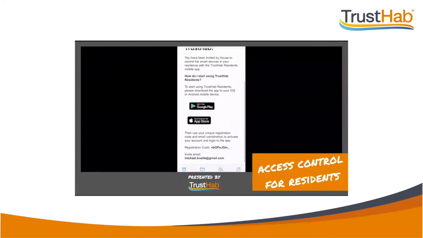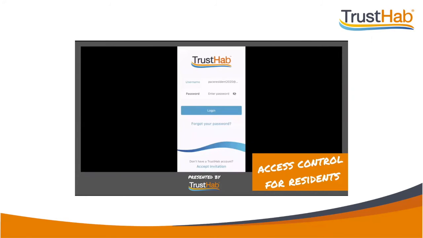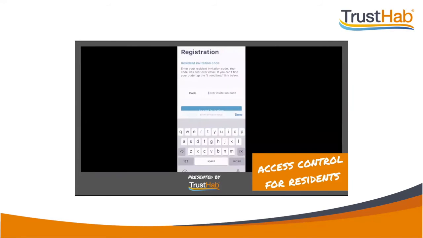Resident PIN codes are not visible anywhere from within the platform, so property personnel will never know any individual resident's PIN. If a resident ever forgets or loses their PIN code, another PIN can be generated through the manager portal by revoking the resident's access and then granting it again.